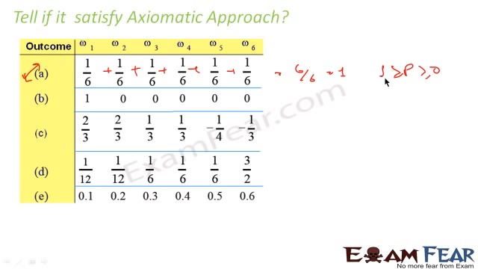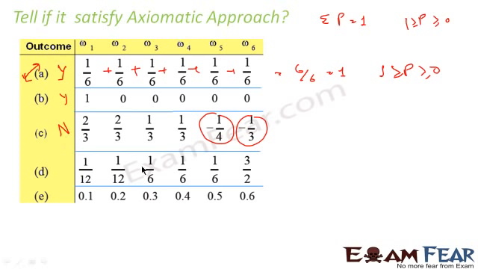There are two conditions you have to check. One is sigma p is equal to 1, and the other is that each p is between 0 and 1. So in this case, both the conditions are satisfied. That means we can say yes, this is an axiomatic approach. In the second case also, when you see, the sum is 1 and all the p are greater than or equal to 0 and less than or equal to 1, so we can say yes. In the third case, we can see some of the probabilities are negative, which is not possible. It should be greater than or equal to 0 and less than or equal to 1. So this is not an axiomatic approach.